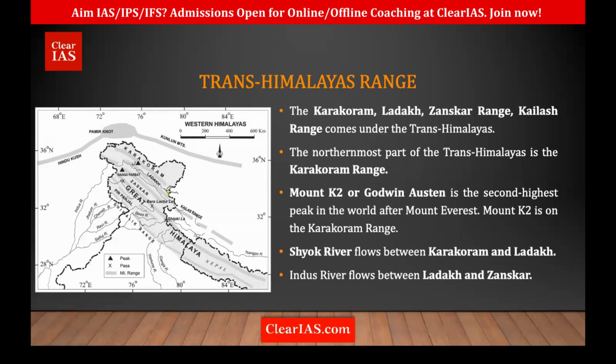So you can see this one is what? The Shiok River, and here we have the Indus River. Clear? So between Ladakh and Zaskar, we have the Indus River, and between Karakoram and Ladakh, we have the Shiok River. So this is the basics about the Trans-Himalayan range. Just remember the mountain ranges, that is Karakoram, Ladakh, Zaskar, and the Kailash ranges, then also the rivers. And remember K2 is located here.